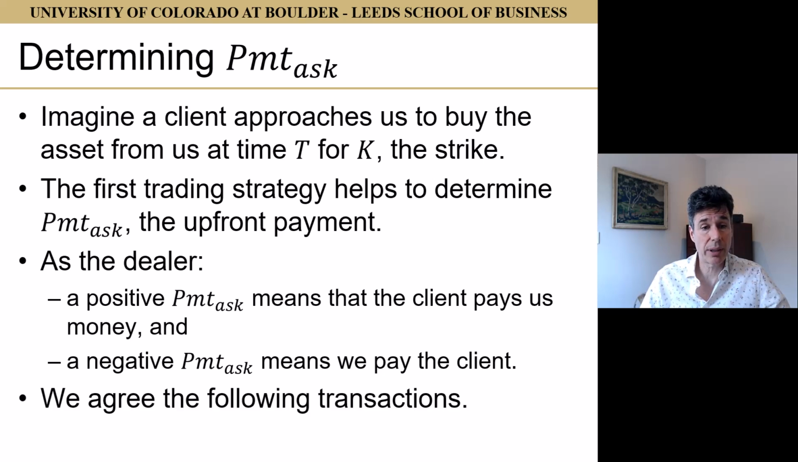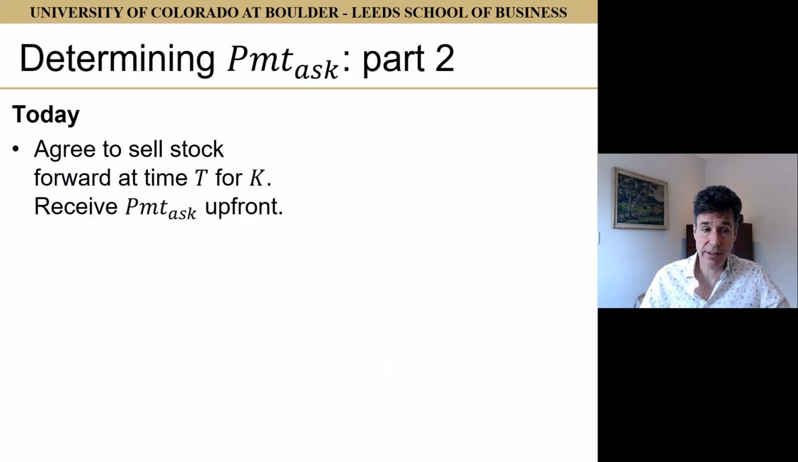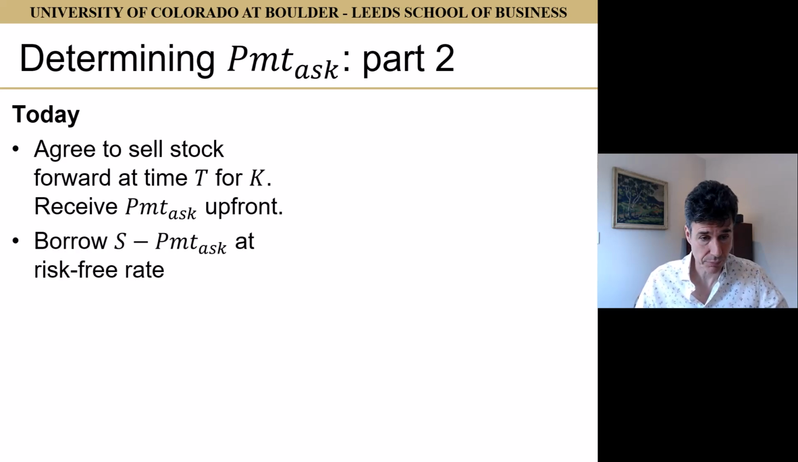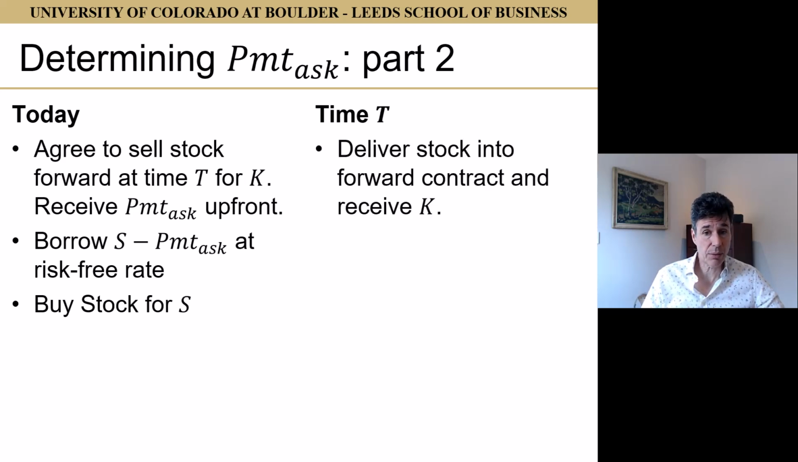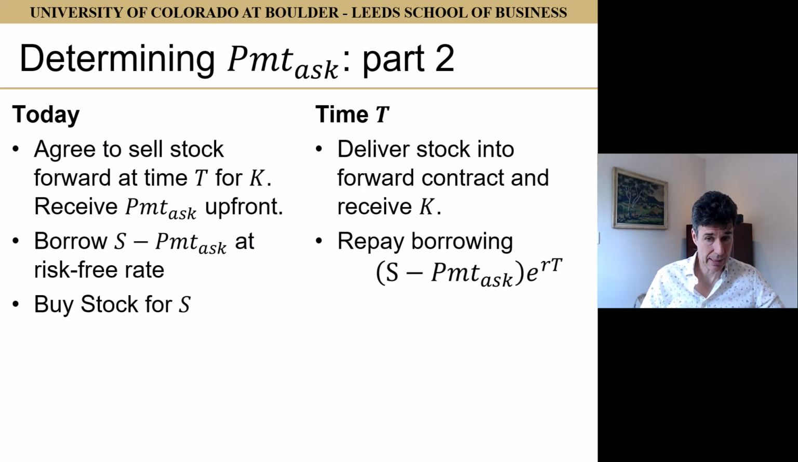So we're going to agree the following transactions. We agree to sell the stock forward at time T for K. We receive that payment ask up front. We borrow S minus payment ask at the risk-free rate. So again, if we assume payment ask is positive right now, we have S dollars now. We buy the stock for S. We wait, we deliver the stock into the forward contract and receive K. We repay our borrowing, S minus payment ask, times e to the RT. Okay, everything's gone. There's nothing left in our portfolio.